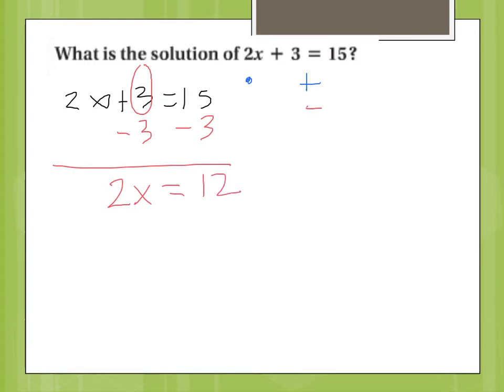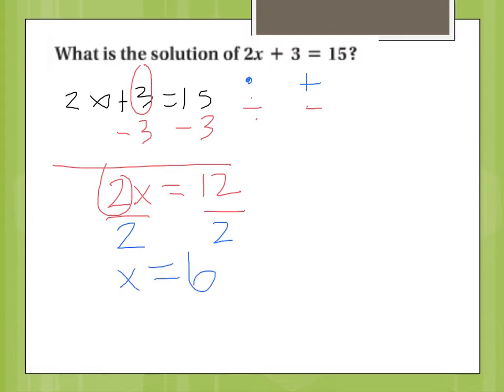Now I have to get rid of multiplying. So the opposite of multiplying would be dividing. So I'm going to divide on both sides, and I want to get rid of this 2. So I'm going to divide by 2 on the left-hand side, and whenever you do on the left, you have to do on the right. So x would be equal to 6.